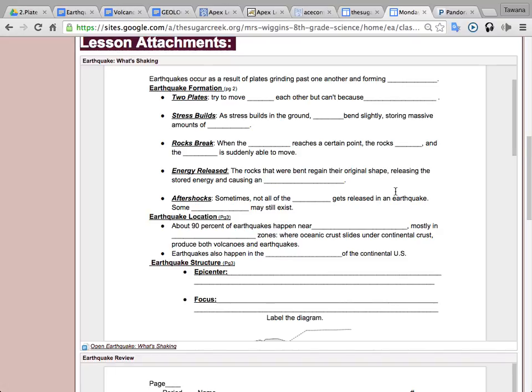What do rocks breaking have to do with earthquake formation? Janie. Very good. When that stress is at a certain point, that's like you. If your stress levels get to a certain point, you finally crack and lose it. Just like the earth. The stress reaches a certain point, the rocks break, and the plates move.